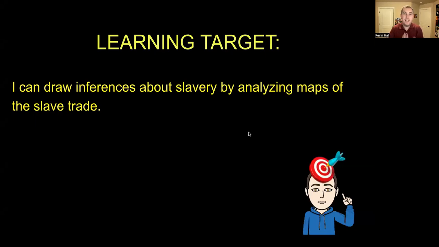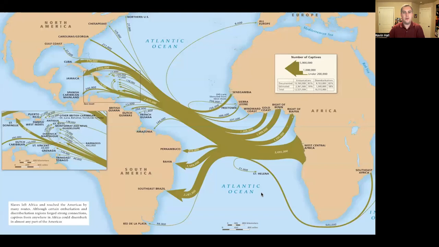Hey everyone, in this video, we're going to be talking about some maps and slavery. So we're going to draw inferences about slavery by analyzing maps of the slave trade. Here's the first map I want us to look at.